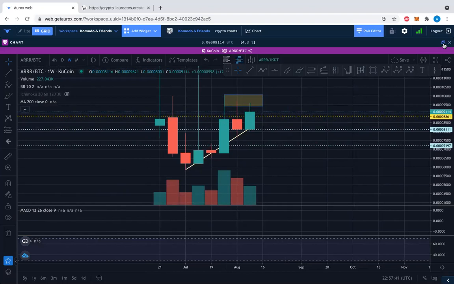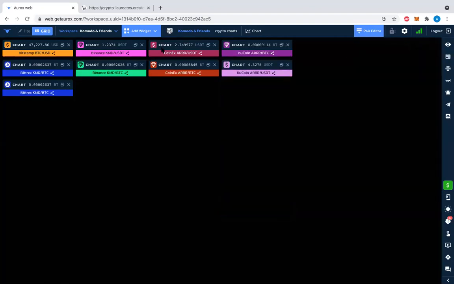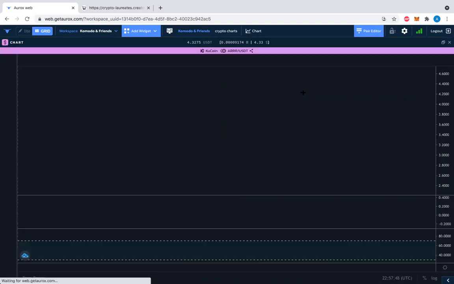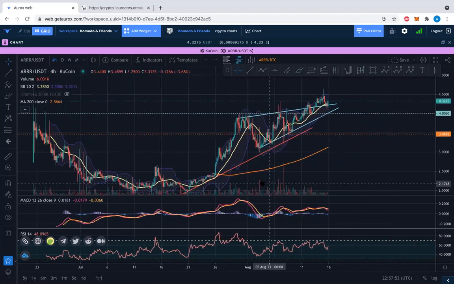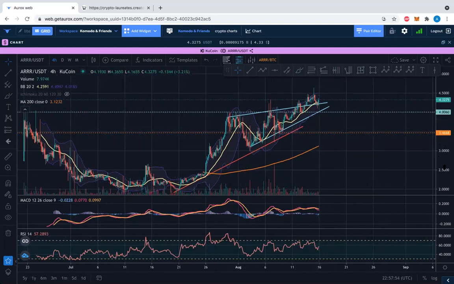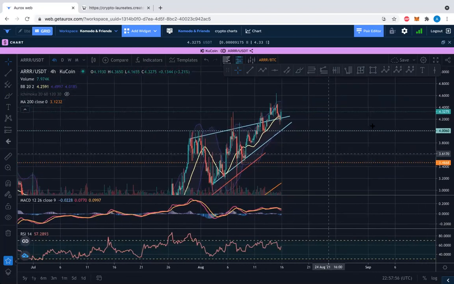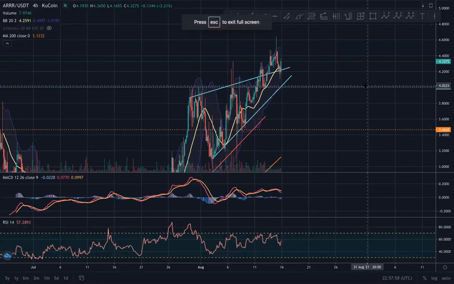Moving over to the RUSDT, just for fun, let's take a look at the $4.30 level. Wow, so we broke out, nice. We came back to retest. Okay, you see what I'm seeing here? Let's take a look closer.